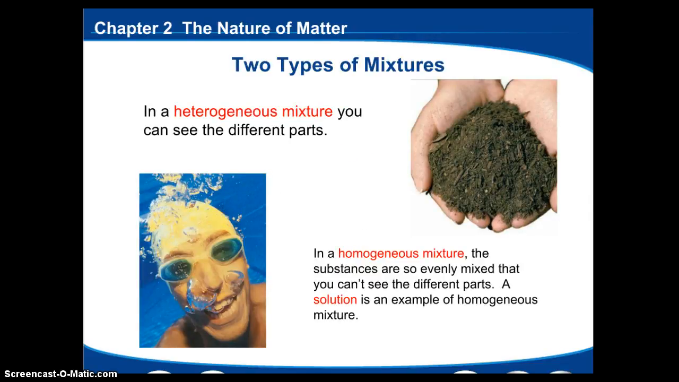So an example here is heterogeneous mixtures and homogeneous mixtures. Heterogeneous, like dirt, you can see the different parts, or think of a salad. Homogeneous mixture is like when you have water or you have air, you cannot see the different parts because they're very evenly mixed. And usually you have a solution, which is an example of a homogeneous mixture.